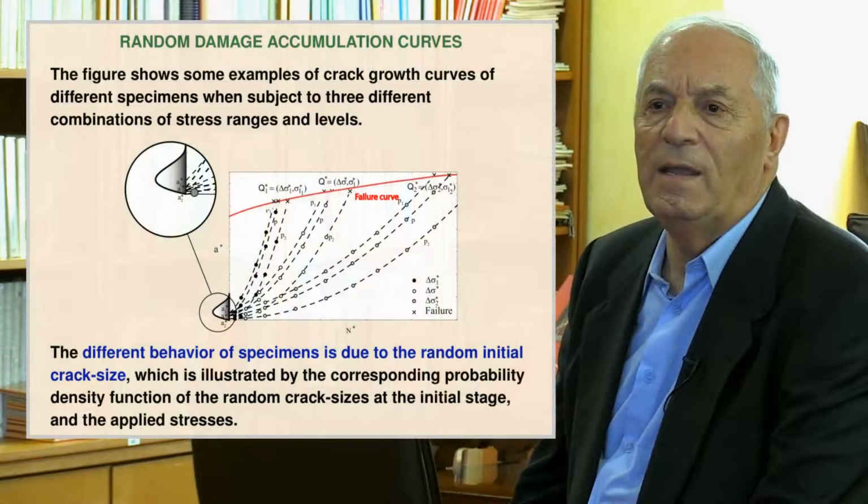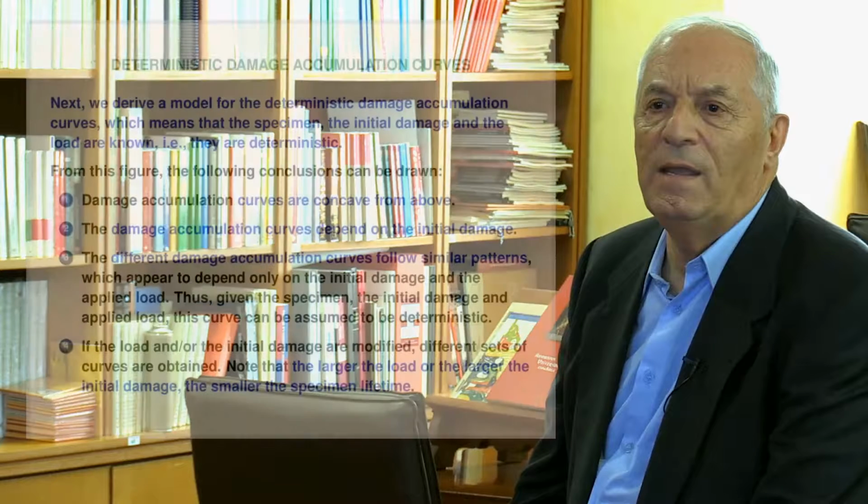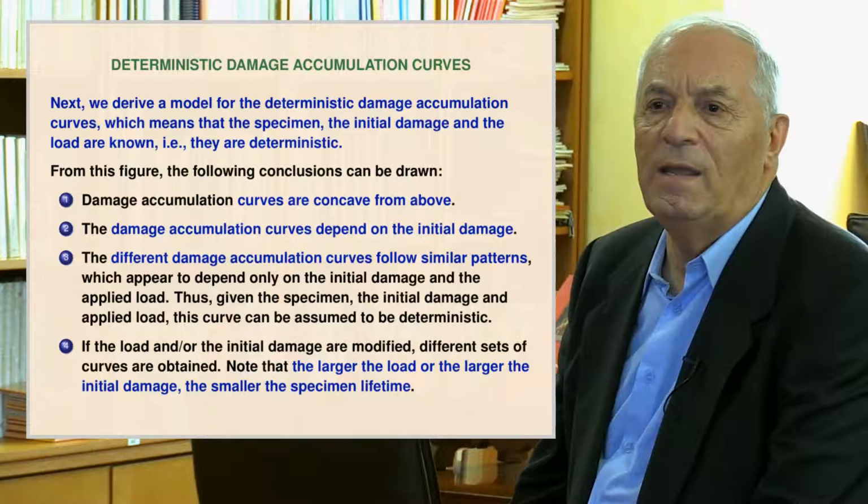Thus, the different behavior of specimens is due to the random initial crack size, which is illustrated by the corresponding probability density function of the random crack sizes at the initial stage and the applied stresses. Next, we derive a model for the deterministic damage accumulation curves, which means that the specimen, the initial damage and the load are known. They are deterministic.